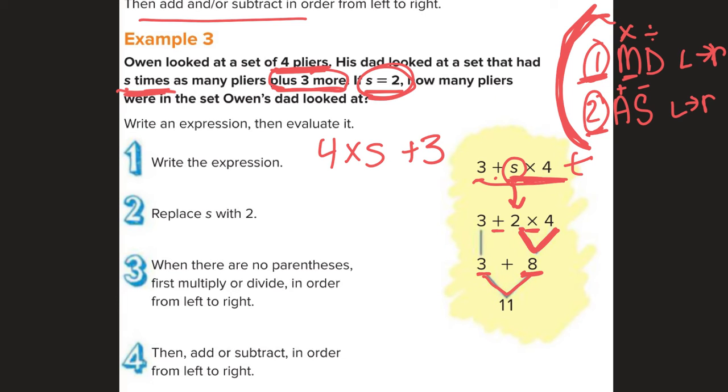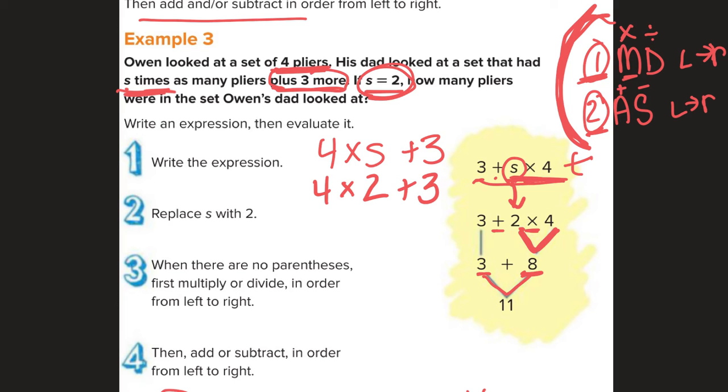So if S is equal to 2, then 3 plus S times 4 is 11. There were 11 pliers in the set. Now let's see if my answer gets us the same. So I'm going to replace my S with a 2, bring everything else down.